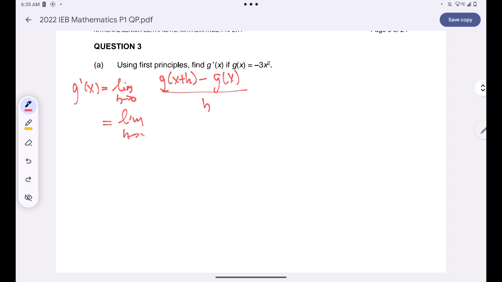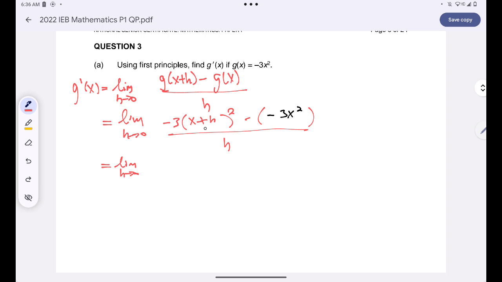I'll simply have the limit as h approaches 0. For g of x plus h, all I need to do is to substitute x plus h into the equation of g whenever I see x. I'll simply have negative 3 times x plus h, squared, minus g of x. G of x is equal to negative 3x squared.